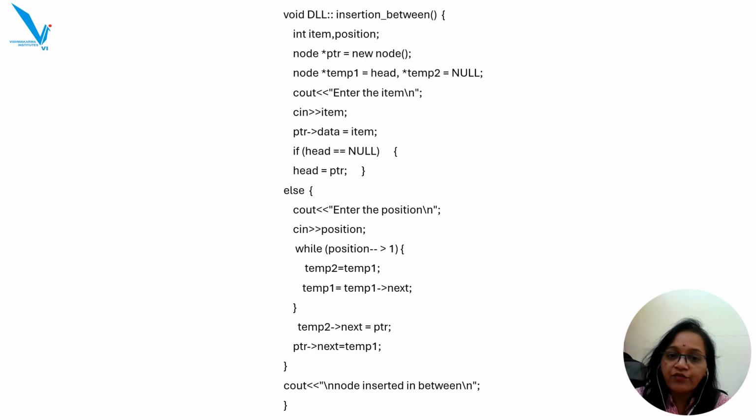Now the same thing, if head is equal to null, head is equal to pointer. Else you have to enter the position at which you want to insert the element. And while position minus minus is greater than 1, temp2 is equal to temp1 and temp1 is equal to temp1 of next. And once you reach the proper position, these are the pointer updations. Temp2 of next is equal to pointer and pointer of next is equal to temp1. And after that you have to give the message node inserted successfully at in between position.